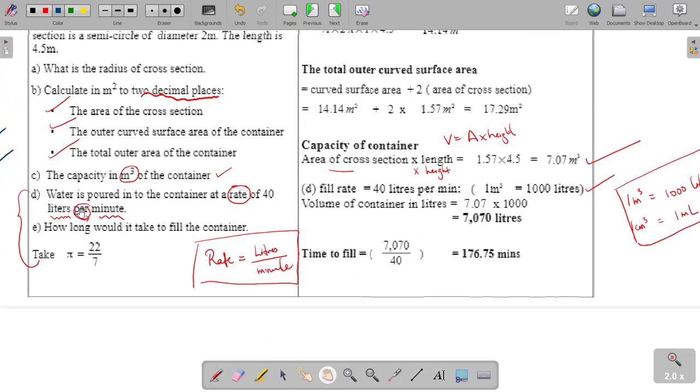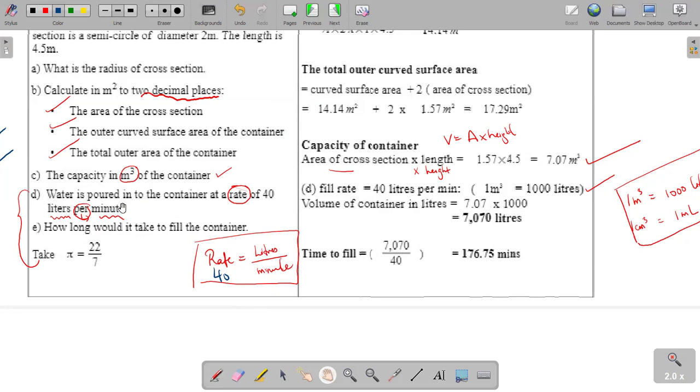All right. So water is poured into a container at a rate of 40 liters per minute. So that means every minute you get 40 liters. That's what it's saying. Every minute is 40. So 40 is equal to liters, every 40 liters per minute. Okay. So let's look at what they ask us to find now.